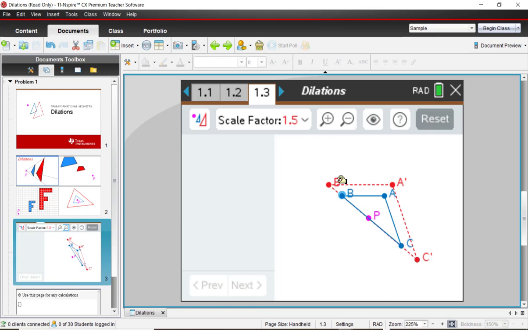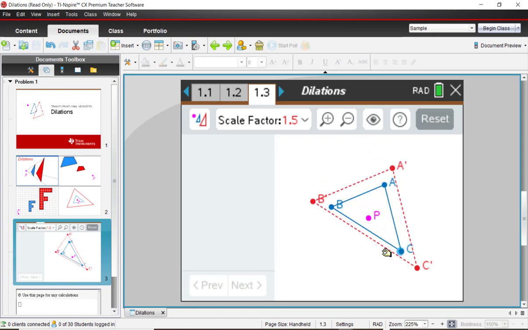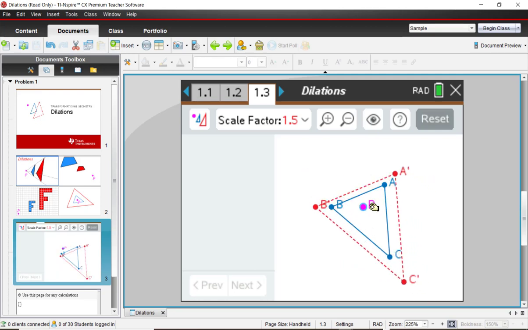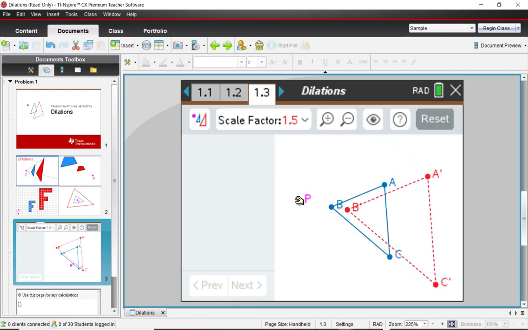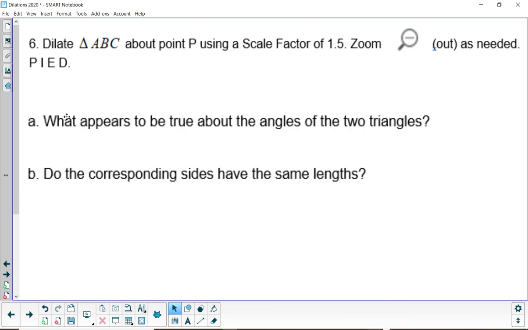What are you noticing about the angles here? That's interesting. Let's go back to the PDF and answer these two questions. Press pause.